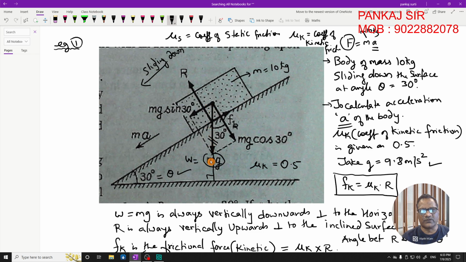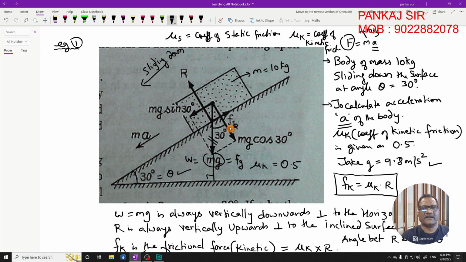This vertical force going downwards is also known as the force of gravity, because that is the weight of the body. Many a times it is also shown by the sign Fg, force of gravity. So whether you call it force of gravity Fg, whether you call it W, all means one and the same, but that will go vertically downwards perpendicular to the horizontal. So that I have shown here.